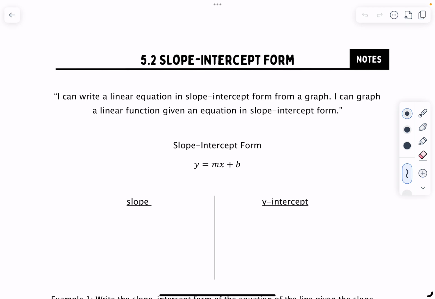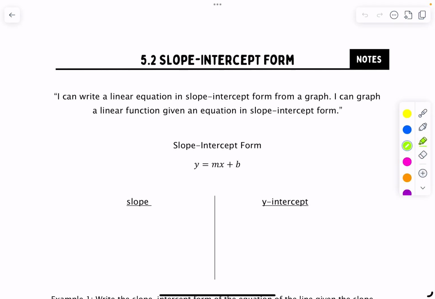It's slope-intercept form. So after today's lesson, you should be able to write an equation in slope-intercept form from a graph, and graph a function given the equation in slope-intercept form. So you should be able to go back and forth between the two. This form is called slope-intercept form because you can find the slope and the y-intercept just by looking at it.